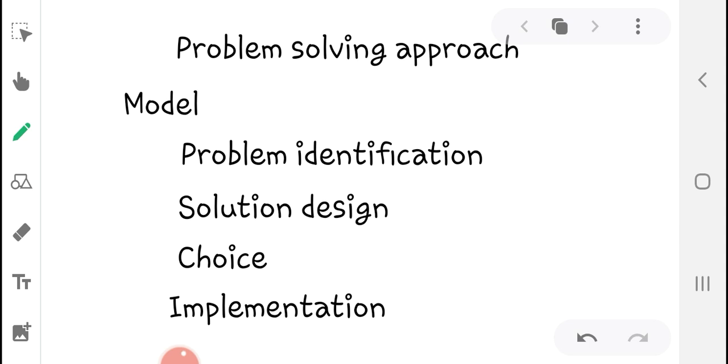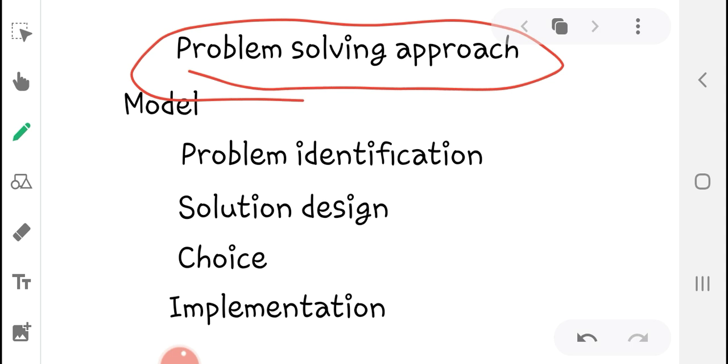Today I'll broaden your understanding of information systems, but particularly I'll be talking about a business problem solving approach. If you want to understand information systems, then you have to consider information systems and technologies as solutions to a variety of business challenges and problems.